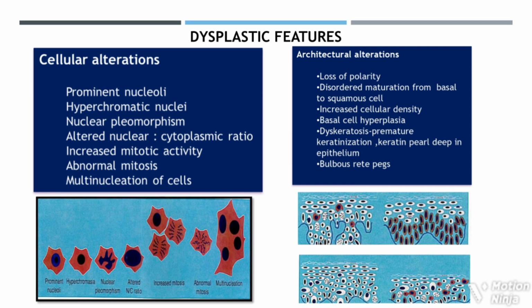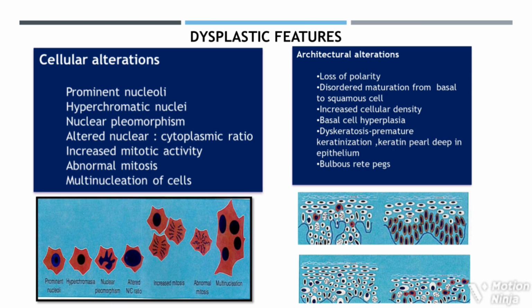The dysplastic features in cytology can be differentiated into two things: cellular alterations and architectural alterations. In cellular alterations, the nucleoli appear to be prominent and hyperchromatic. There can be nuclear pleomorphism, altered nuclear cytoplasmic ratio, increased mitotic activity inside the cell, abnormal mitosis, like abnormal shapes can be seen, and multinucleation of cells.